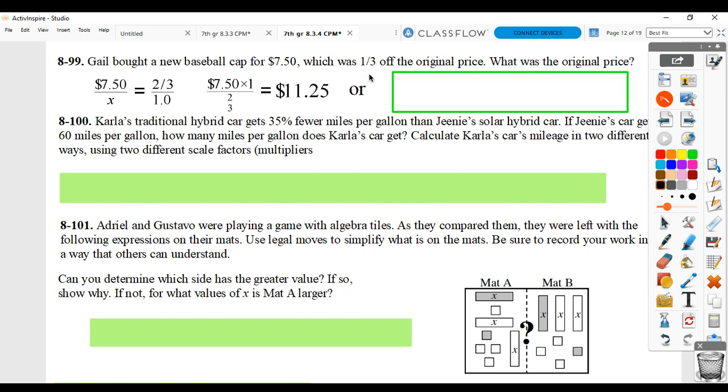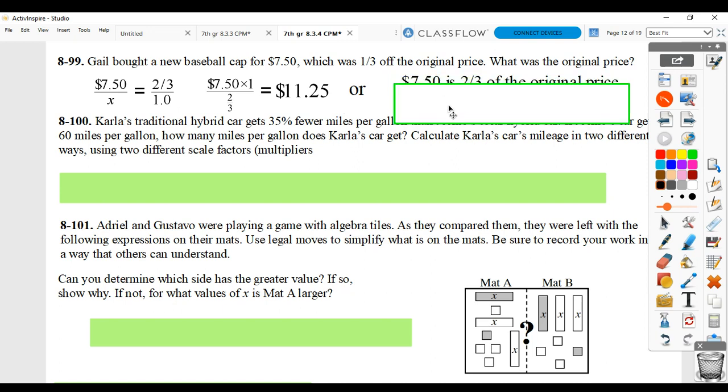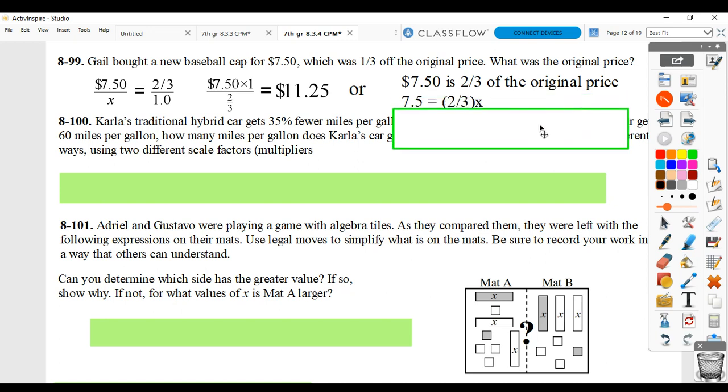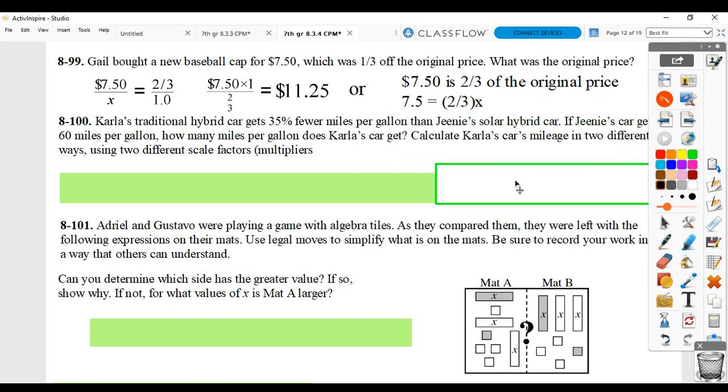Okay, because $7.50 is 1/3 off the original price, so it's 2/3 of the original price, and then you could solve that with cross products. Or you could say $7.50 is 2/3 of the original price and solve it algebraically. Is translates to equal, 2/3 is 2/3, of translates to multiply, and the original price is shown by our variable. In either case, you get the answer of $11.25.